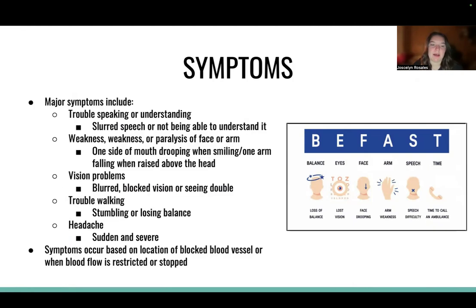Trouble walking, they're usually stumbling around, losing their balance, not very sturdy on their feet, and they get a headache, but it's a sudden and very, very severe headache, and they occur based on the location of the blocked blood vessel or when the blood flow is restricted or stopped.